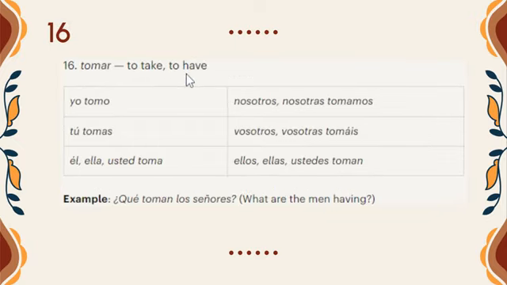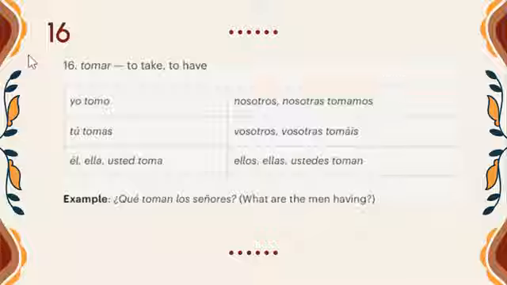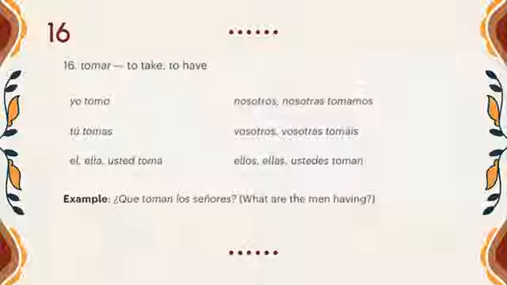Tomar is to take or to have. Tomar often gets confused with other versions of take in Spanish. I think what's really important to remember is that it also kind of has that to have, right? "Que tomen los señores." What are the men having, right? Or like "toma agua," right? To take water. You can also replace it with to have water, right?